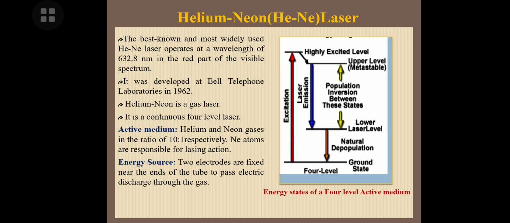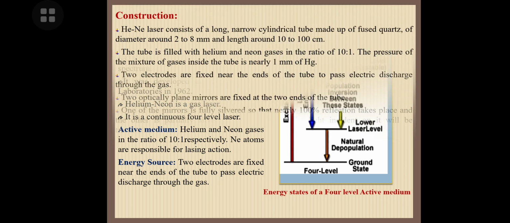The active medium is helium and neon gases in the ratio of 10:1, and the active centers are neon atoms. The method of pumping is electrical discharge, and 2 electrodes are fixed near the ends of the tube to pass the electric discharge through the gas.